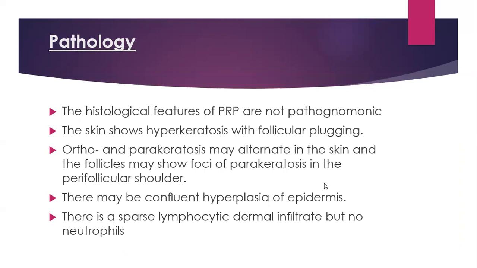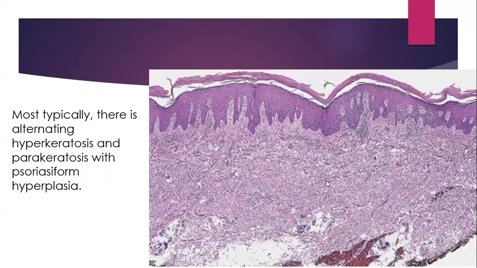So there are a few differences between psoriasis and PRP. The first is that in psoriasis, there is confluent parakeratosis. That is, parakeratosis is seen from one end to the other end of the biopsy specimen. While in PRP, the columns of parakeratosis alternate with columns of hyperkeratosis. And usually this alternation is seen both horizontally, like I am moving my cursor, as well as vertically. That is, at the top, there will be hyperkeratosis, then a parakeratotic column, then again hyperkeratosis. So both horizontally and vertically, there is alternating hyper and parakeratosis.